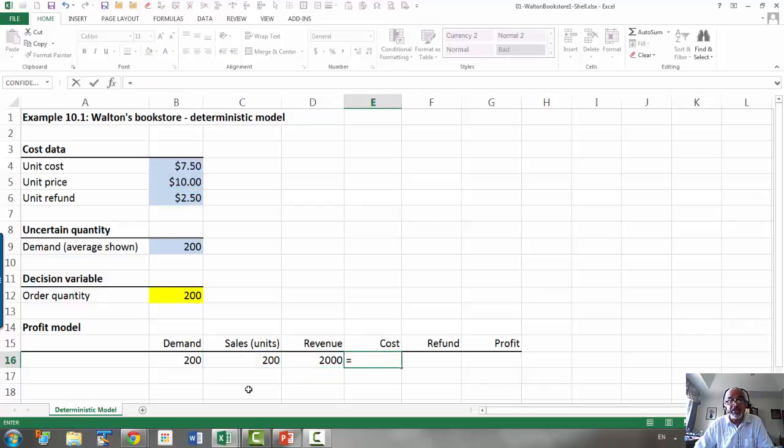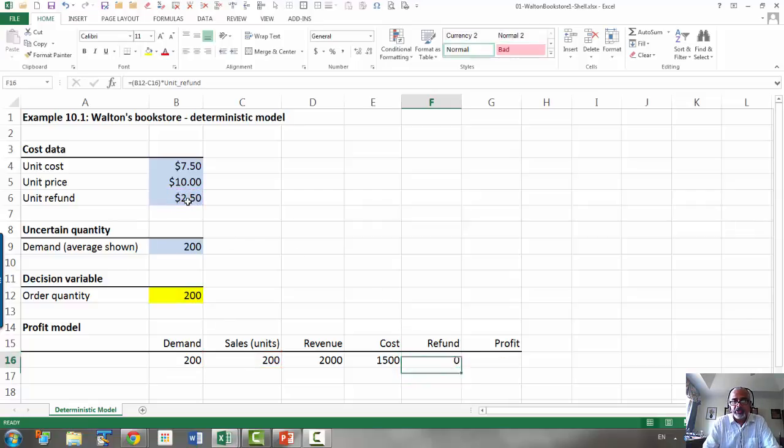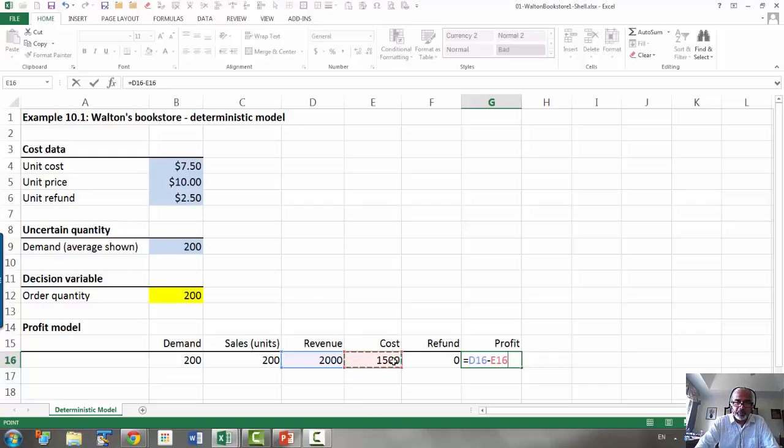The revenue is sales times unit price. Cost is not based on sales, but how many units we're going to order, so units ordered times unit cost. Now refund is going to be the order quantity minus how much we are able to sell. Remember, sales can never be greater than the order quantity, and therefore this will always be 0 or positive, it can never be negative, times the refund amount. So profit then is revenue minus cost plus whatever refund that we will get. And that is the model.